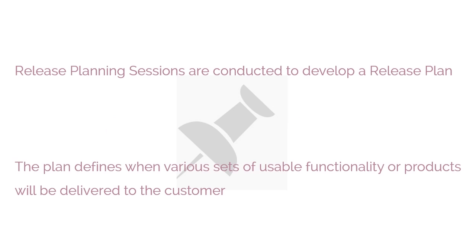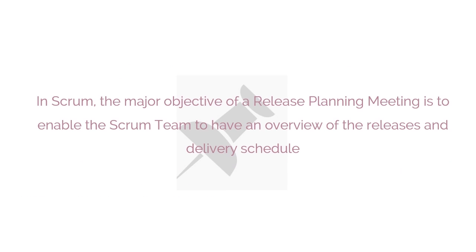Release Planning Session. Release planning sessions are conducted to develop a release plan. The plan defines when various sets of usable functionality or products will be delivered to the customer. In Scrum, the major objective of a release planning meeting is to enable the Scrum team to have an overview of the release and delivery schedule for the product they are developing so that they can align with the expectations of the product owner and relevant stakeholders, primarily the project sponsor.